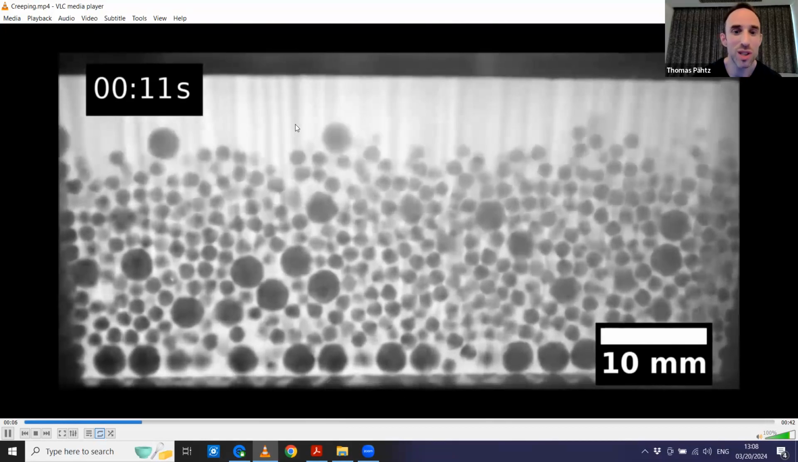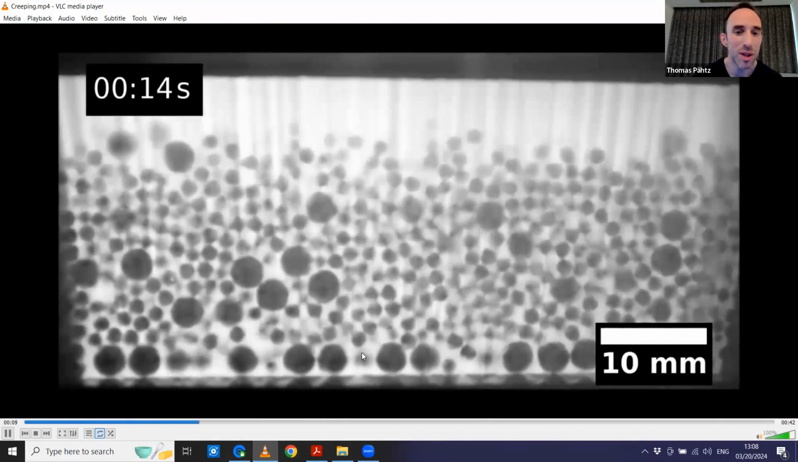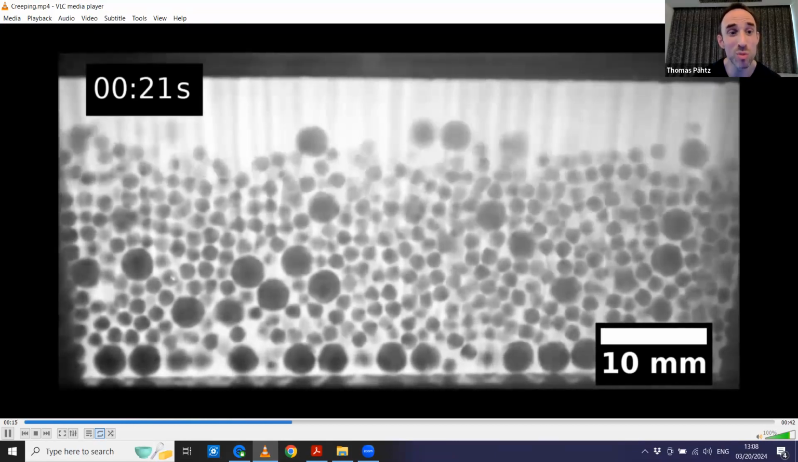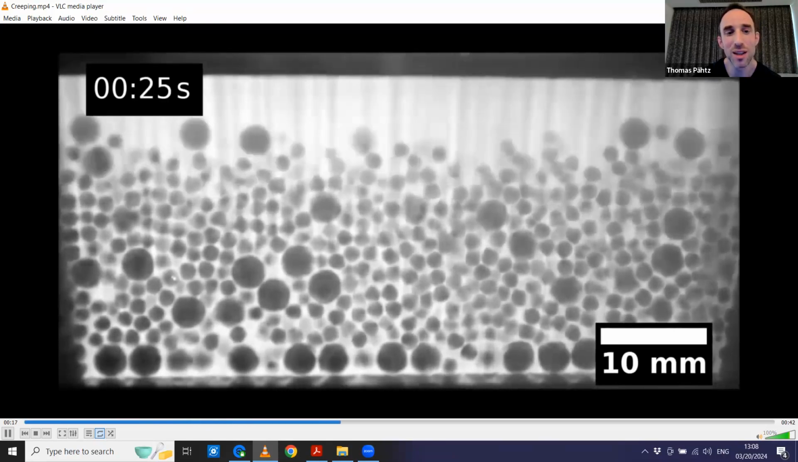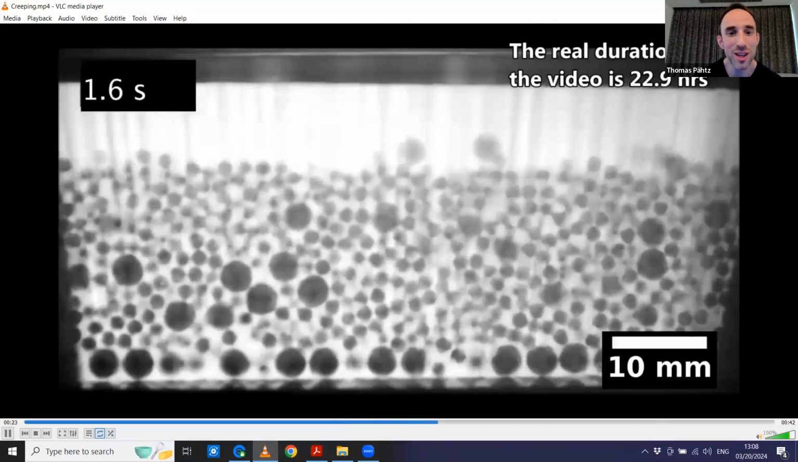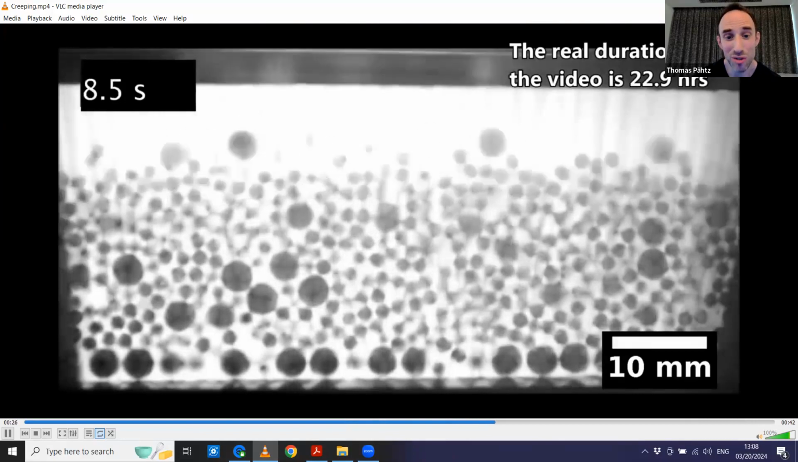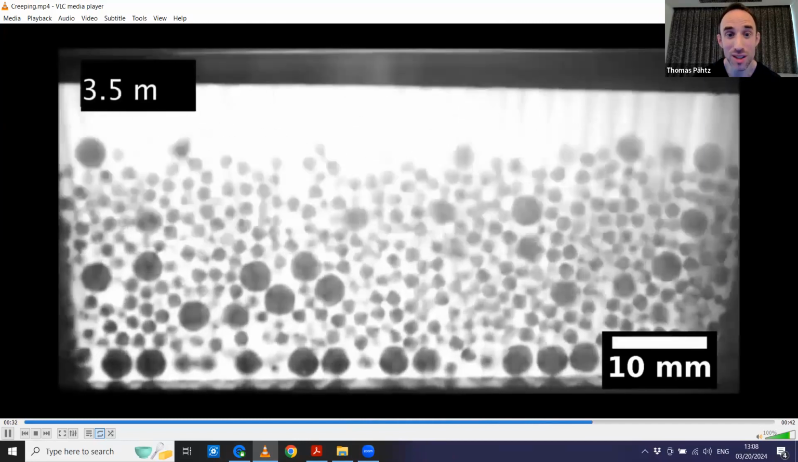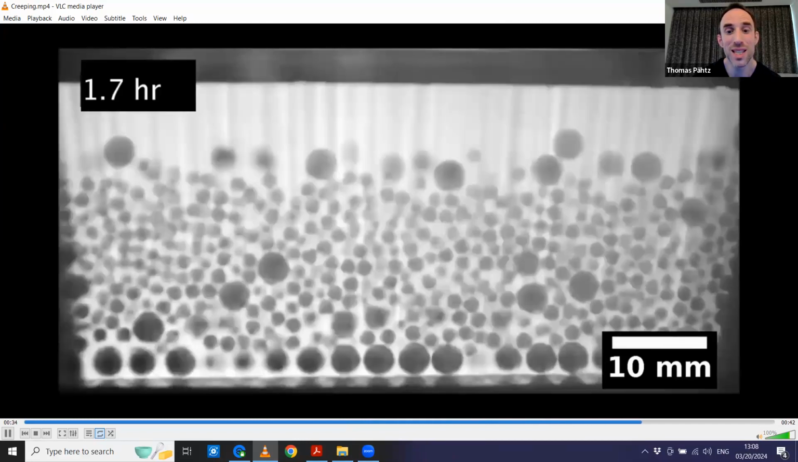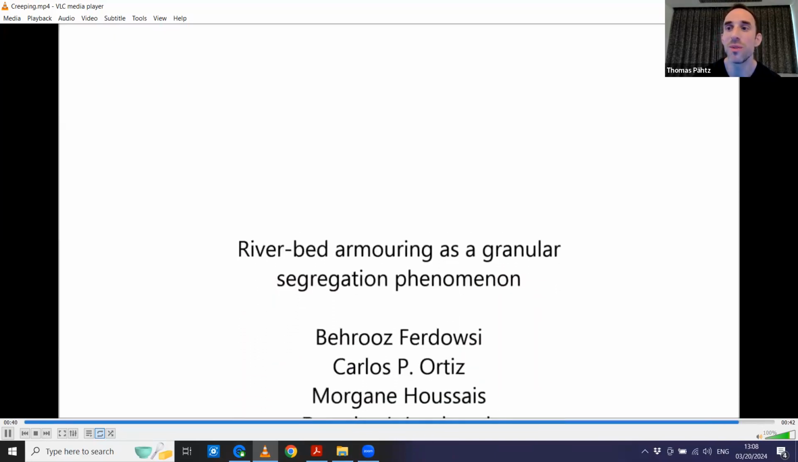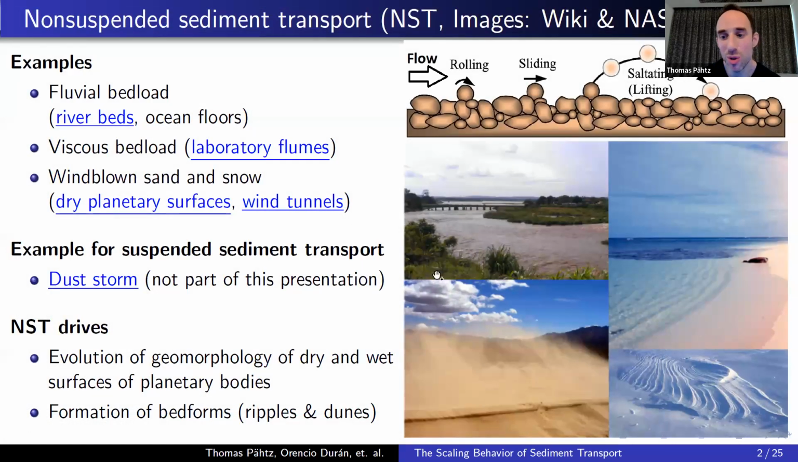I show this video also for another reason, because when you look at all the grains, including the ones at the surface, which are at the moment not moving, in a few seconds the time scale of the video will accelerate. And then you will see that not just the surface is moving, actually the entire bed is moving over long enough time scales. So when I say non-suspended sediment transport, this includes the regime where everything moves, including the sand at the surface, which is what people call creeping.